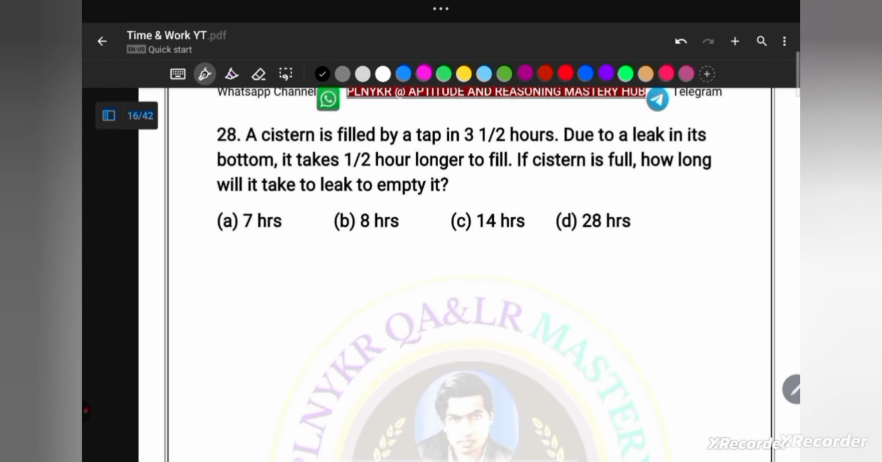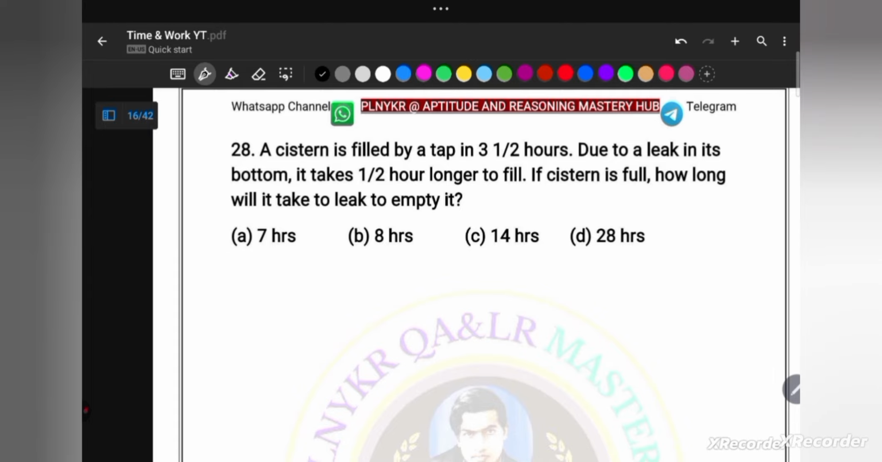Moving to the next question. A cistern is filled by a tap in 3.5 hours. Okay, the tap is taking a time of 3.5, so let's convert it into a fraction, A by B, that is 7 by 2. Whereas due to the leak in its bottom, it will be taking half an hour longer. That means the tap will be working along with the leak. Here leak means negative work, that means T minus L, because now the tap is working along with the leak also working. Leak is negative, so I will be taking the negative sign. Half an hour more means 3.5 plus half, it will be 4 hours.